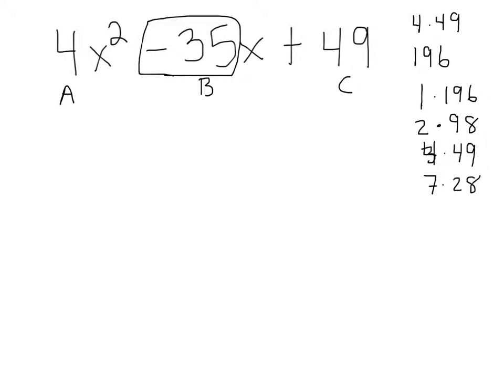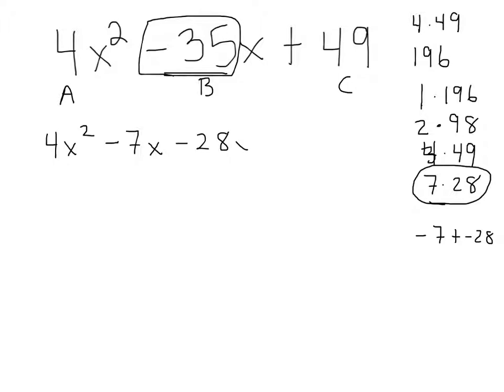And what you notice is 7 and 28 will work. 7 times 28, 7 plus 28 is 35. So if I do negative 7 plus negative 28, that'll give me negative 35, won't it? Yep. Okay, so let's write it like this. 4x squared, and let's just write negative 35 as minus 7x minus 28x plus 49, right? Would you agree with me that negative 7x minus 28x is negative 35x?